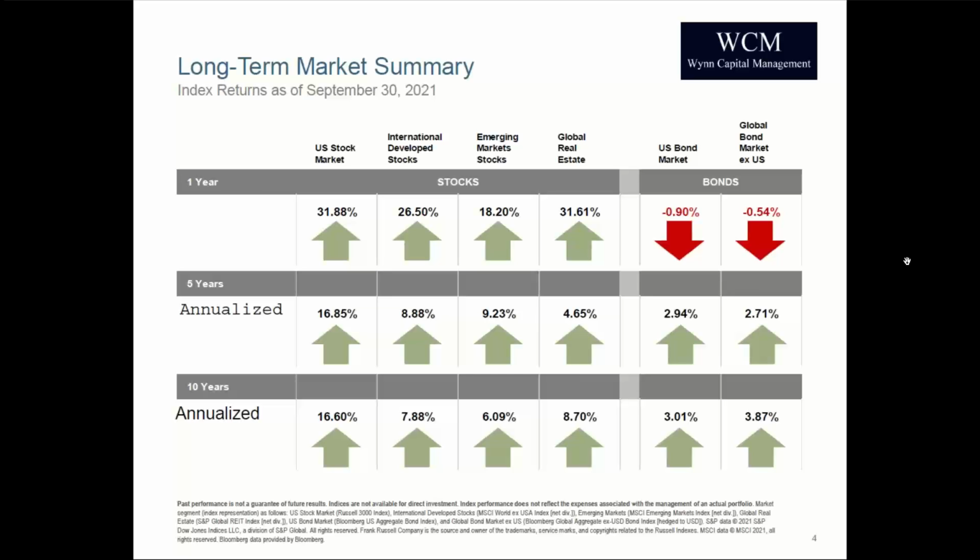This gives a little longer view. These periods of more than 1 year are annualized, so the rate of return for the US market for 5 years is 16.85 per year, and the same for the 10-year period. And we're in a very strong and very long bull market, so returns are far above average for longer periods.